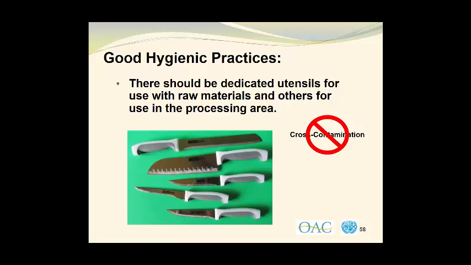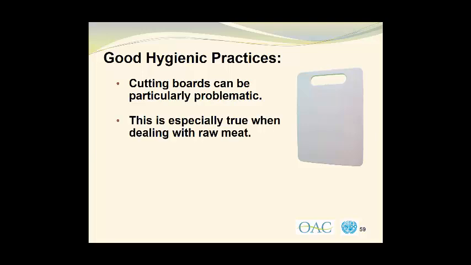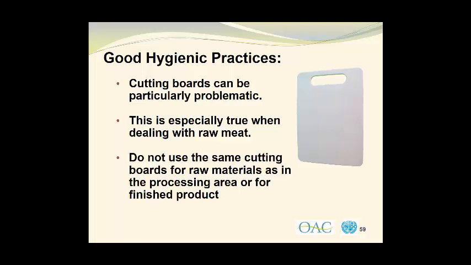There should be dedicated utensils for use with raw materials and others for use in the processing area, and this is part of our effort to prevent cross-contamination. Cutting boards can be particularly problematic. This is especially true when dealing with raw meat, and even with raw fruits and vegetables. Do not use the same cutting boards for raw materials as in the processing area or for finished product. Once again, we're worried about cross-contamination.